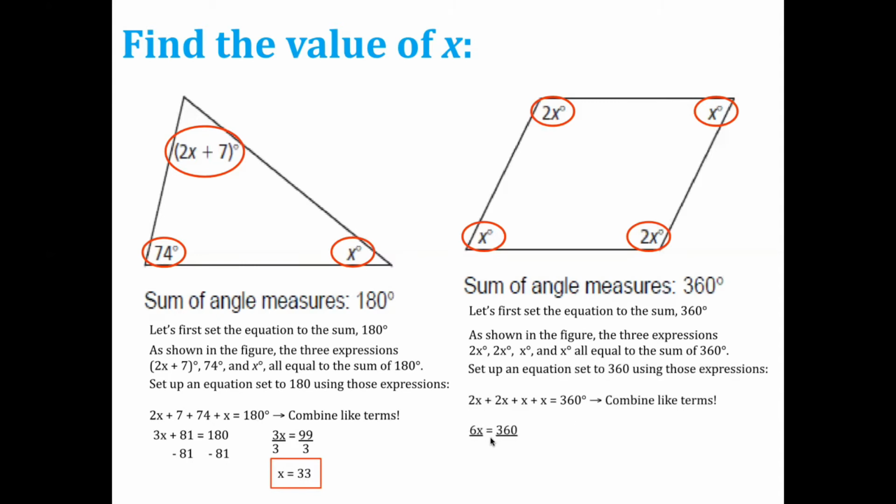So we're given 6x equals 360. Now you just have a simple equation. You can just divide both sides by 6. 6 cancels out, and your x value equals 60.